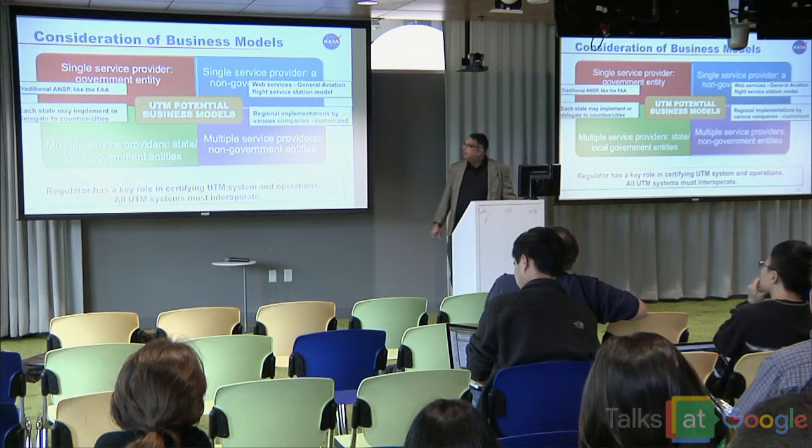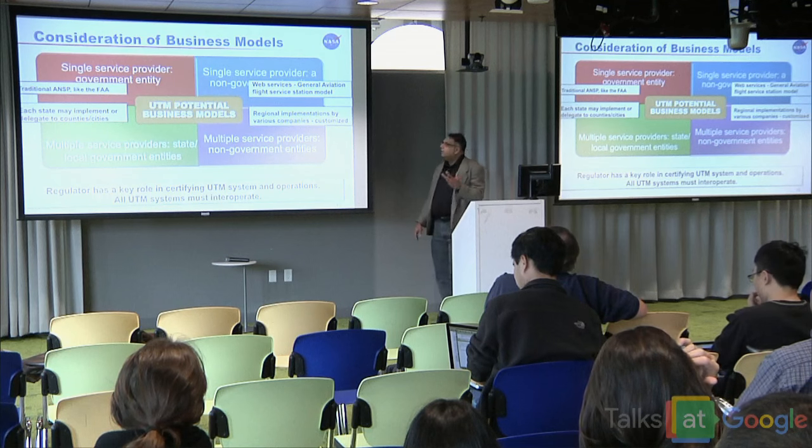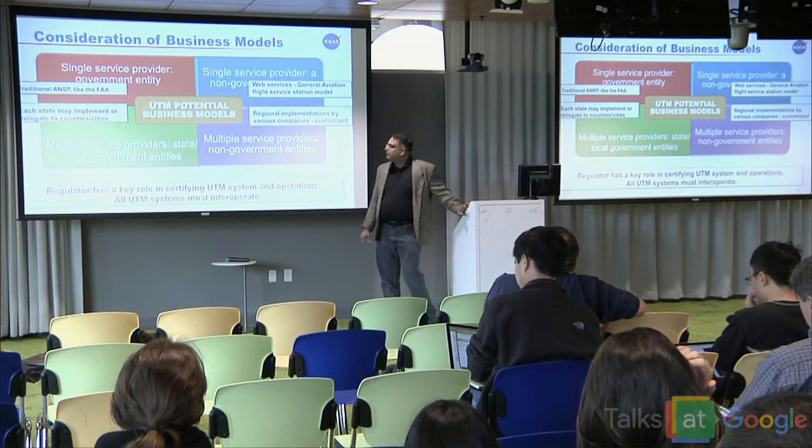Or it could be a single service provider that is a non-government entity, or it could be multiple service providers offering services through non-government entities. So you can customize and figure out how we can interoperate with each other. That's the basic idea of these different business models. And as I mentioned, different countries are looking at different types of business models and fee-for-service characterization. Regardless, the regulator will have a key role in certifying the system and operations, and all UTM systems or their variations will interact with each other.